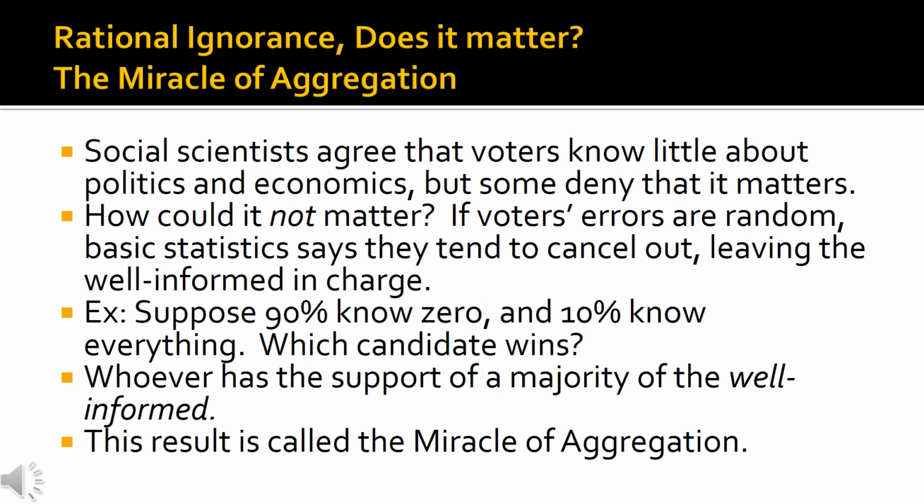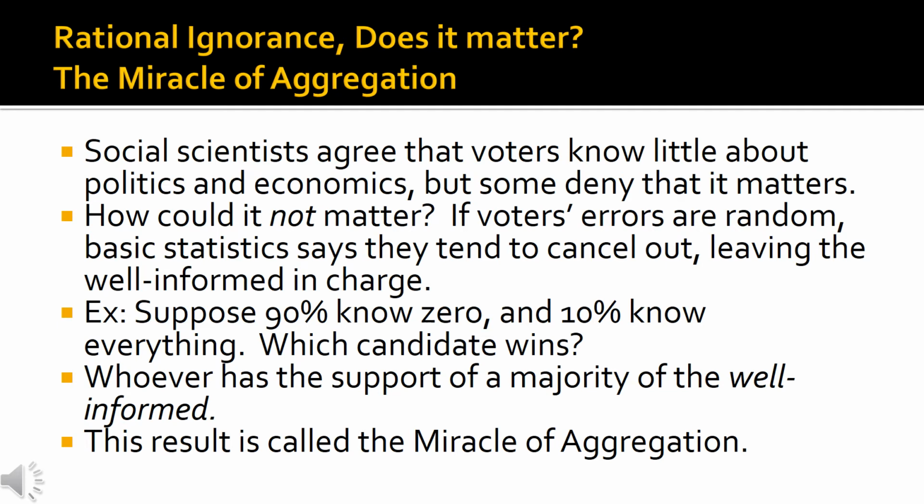So if the voters' errors are random, it's the fact that they don't know what's going on, they're rationally ignorant, so they're voting randomly, whether it's for or against their best interest. In total, they're going to cancel out. So the well-informed are going to end up being the votes that matter.